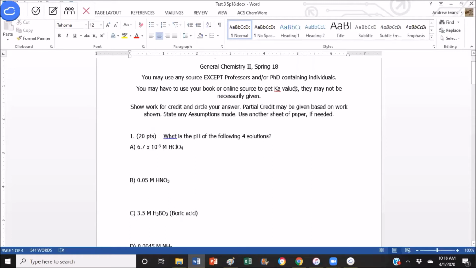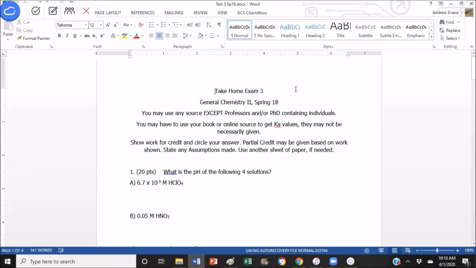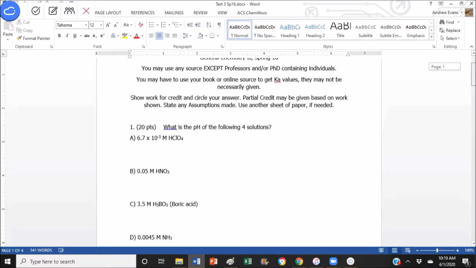I did not give you the Ka value, but since this was a take-home, you were expected to look up whatever Ka value and state, this is a Ka I got from whatever source. So you could find this on Achieve, you can find this wherever, and you could use that. So I'm going to quickly look through the problems and then we'll work through these.